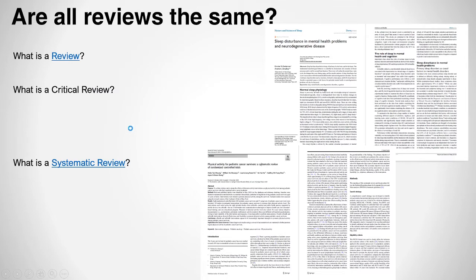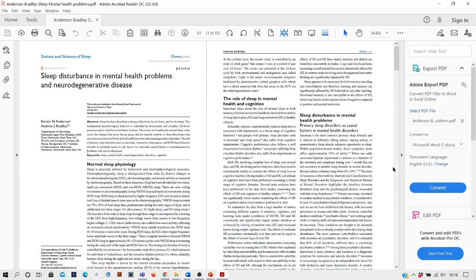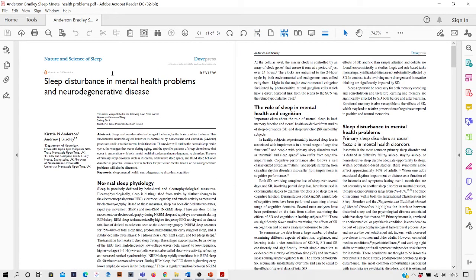So let's have a look. So this paper is a really good one. It's written by a doctor that I know on a professional basis, Dr. Kirsty Anderson, who is a consultant neurologist based over at the Freeman Road Hospital Sleep Clinic.